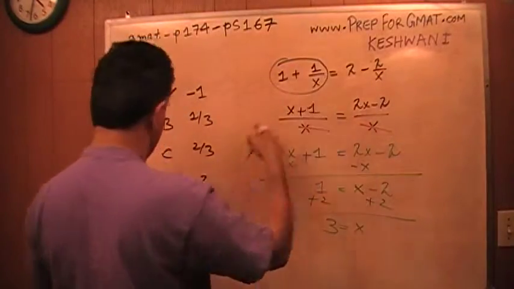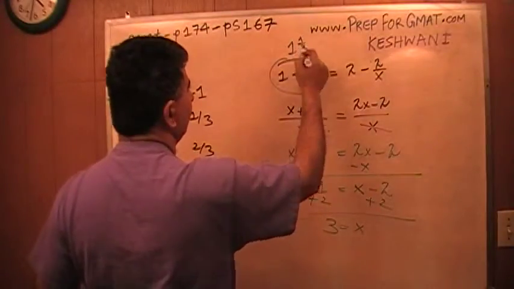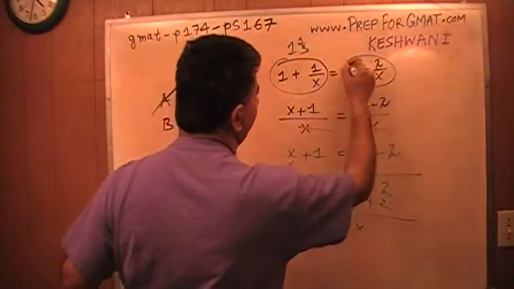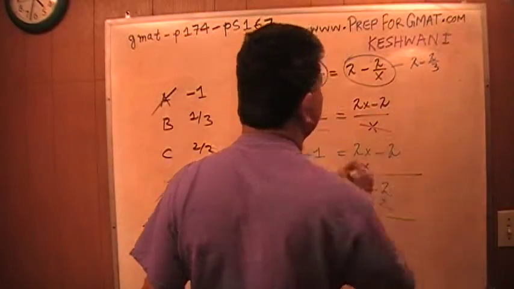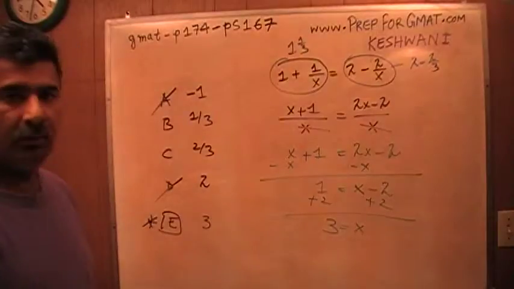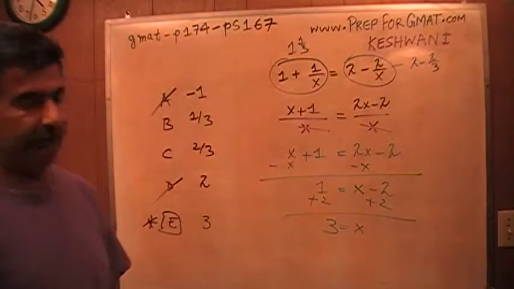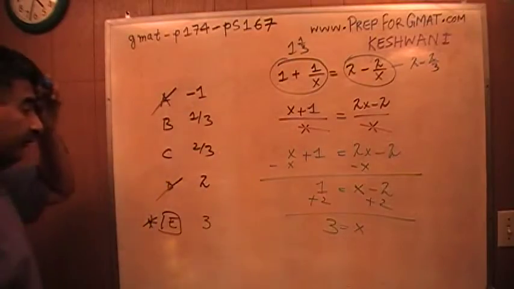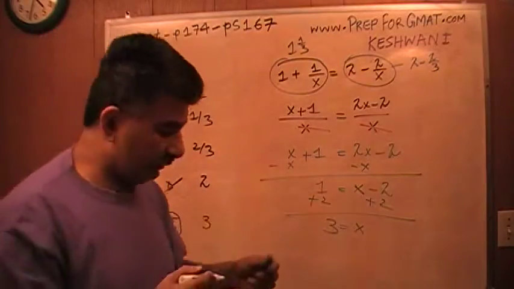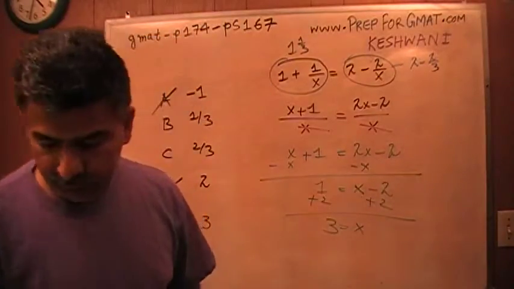If you put in 3 for x here, you'll end up with 1 and 1/3 on this side. And on the other side, you end up with 2 minus 2/3. Well, 2 minus 2/3 is 1 and 1/3. That's all. So they equal each other. So 3 worked. I did not do it this way, but anyway, I did it again for your sake, if that's what you wanted.